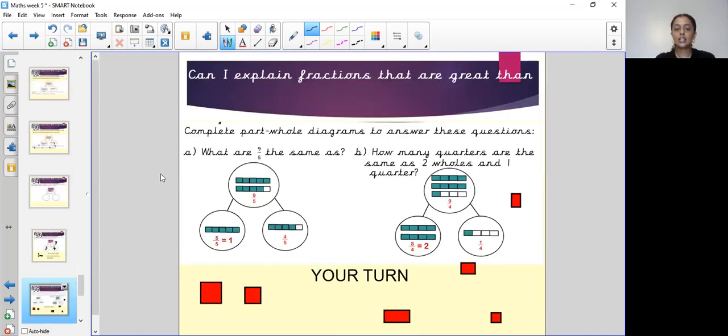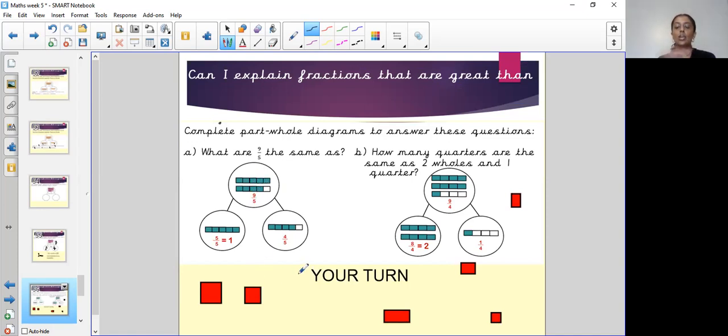So complete the part whole diagram. I am just going to explain this to you. So it says, what are 9/5 the same as? So in this one we have here, we've got 1, 2, 3, 4, 5. So it's out of 5. And then we've got 9 shaded in, so 5, 6, 7, 8, 9. So it's 9/5. But how do we split it out?